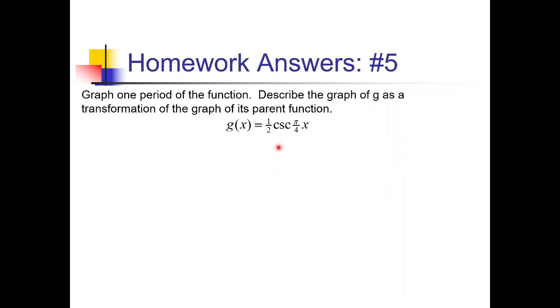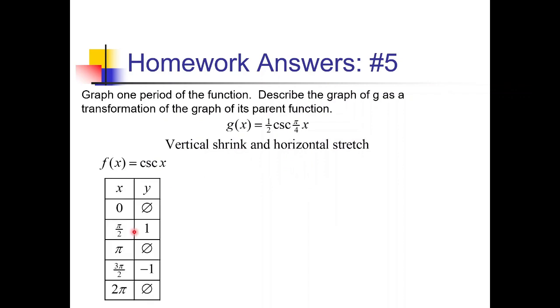For graphing 1/2 cosecant of pi over 4 times x, let's go ahead and figure out our transformations. We have a 1/2 outside, that's less than 1, so we have a vertical shrink. Inside, pi over 4, that's going to be less than 1, so that actually is going to be a horizontal stretch. And now for the parent table, cosecant goes from 0 to 2 pi, at least that's the first period that we typically graph, is this one right here.